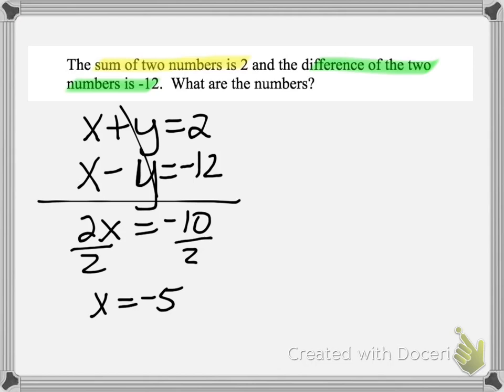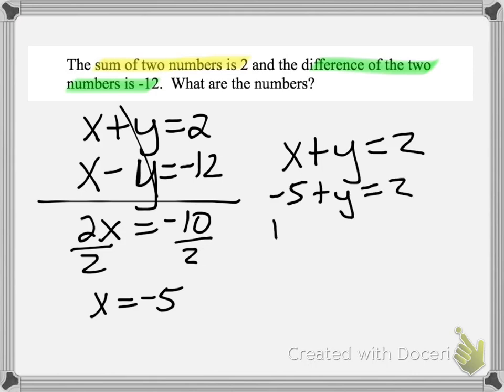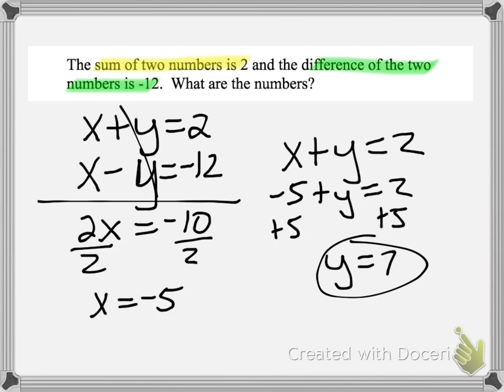Now, I just have to find my y value. Again, pick whichever equation. Most of you would probably pick this top one. My x is equal to negative 5, and I just have to figure out what that y value is. So, just add 5 to both sides, and I get that y is equal to 7. So the sum of negative 5 and 7 gives me 2, and their difference gives me negative 12.